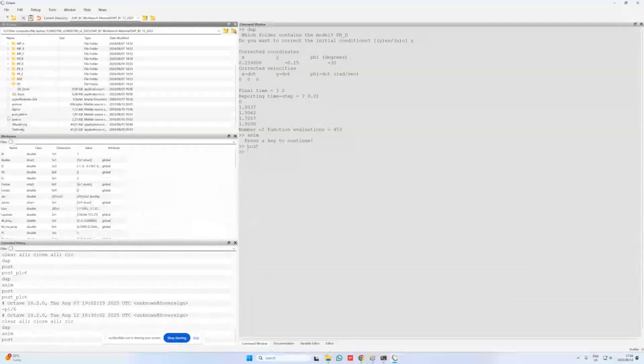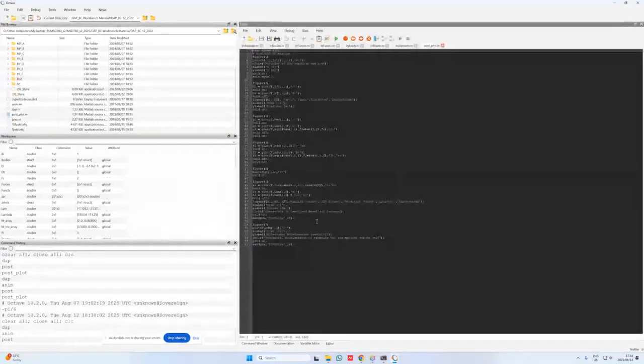Okay, so if we want to look at the post-processing results, we just type in post, and one of the scripts that I made available as well is this postplots.m that we have over here.